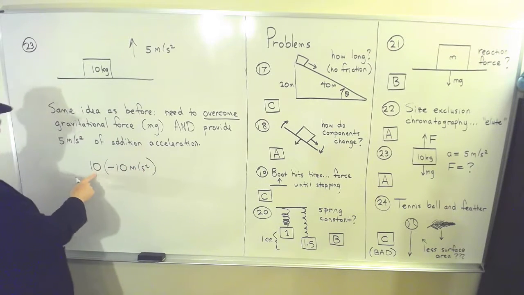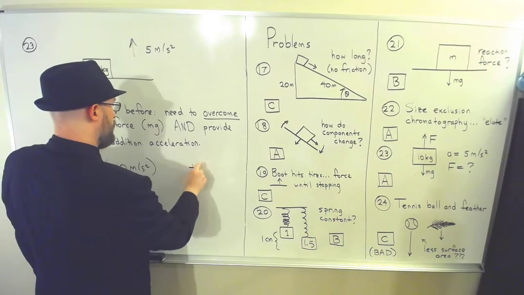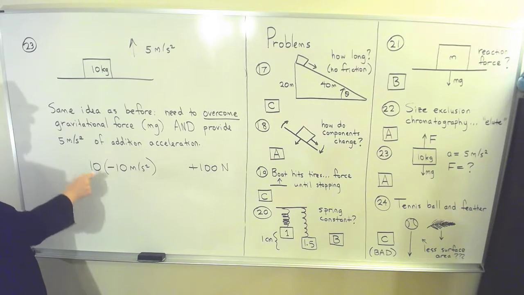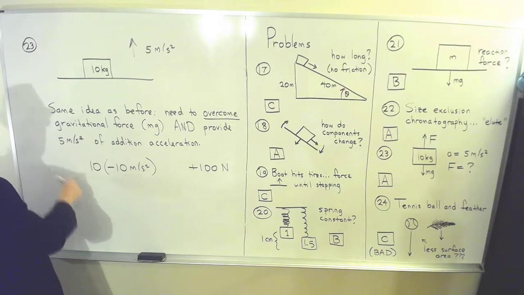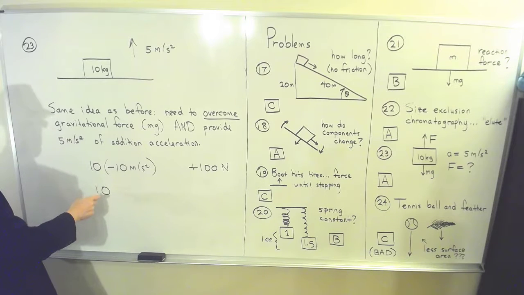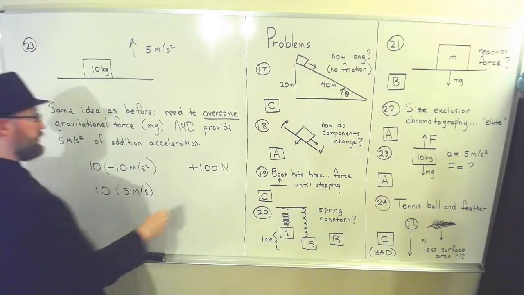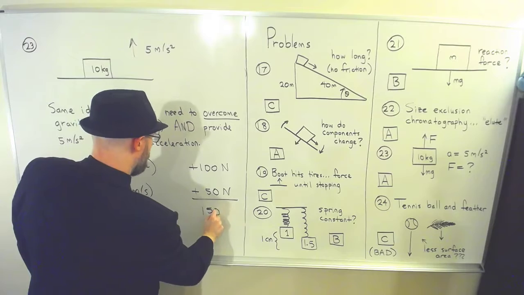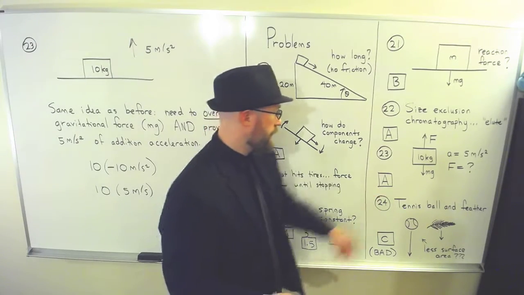So to overcome this, you need plus this same amount, so that's plus 100 newtons, plus you need an additional acceleration of 5 upwards, so this is a force equals mass times acceleration thing. Mass times acceleration, 10 times 5 meters per second squared, is an additional plus 50 newtons, and so added together that's 150 newtons. And that's answer choice A.